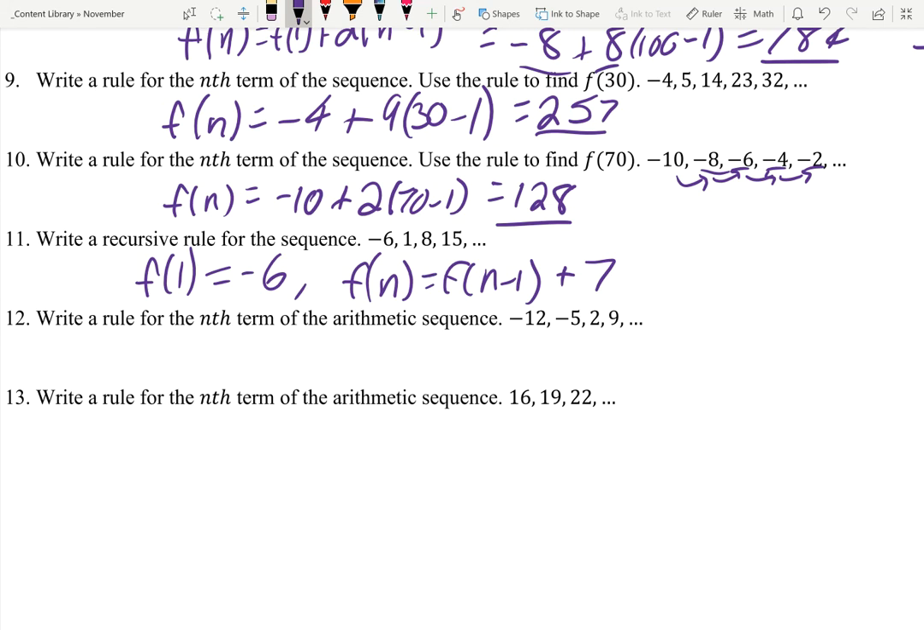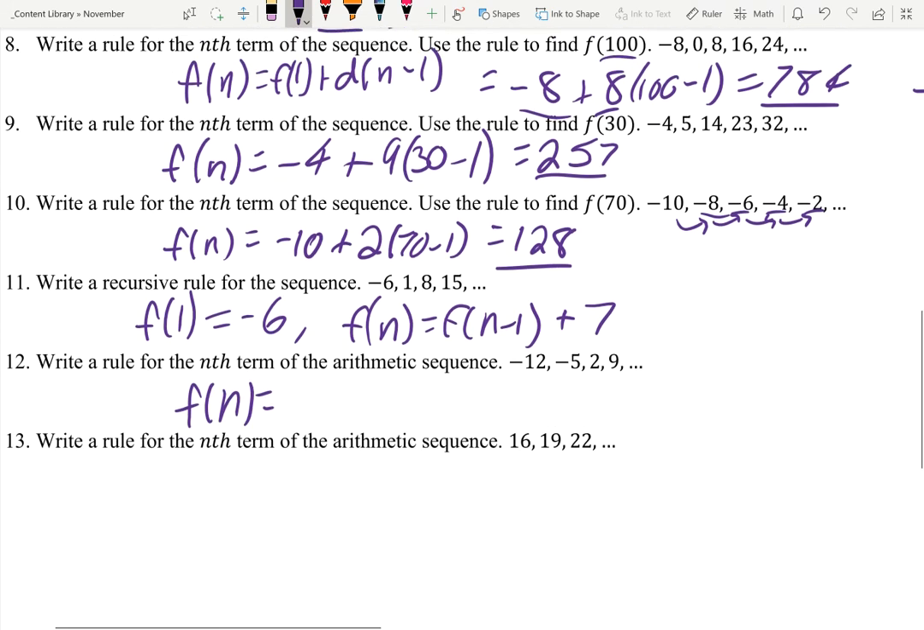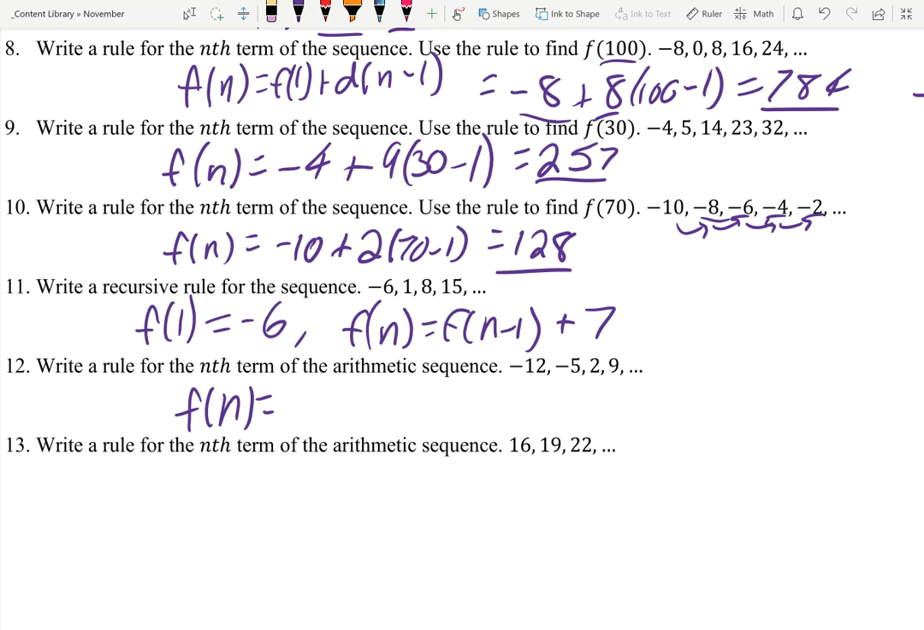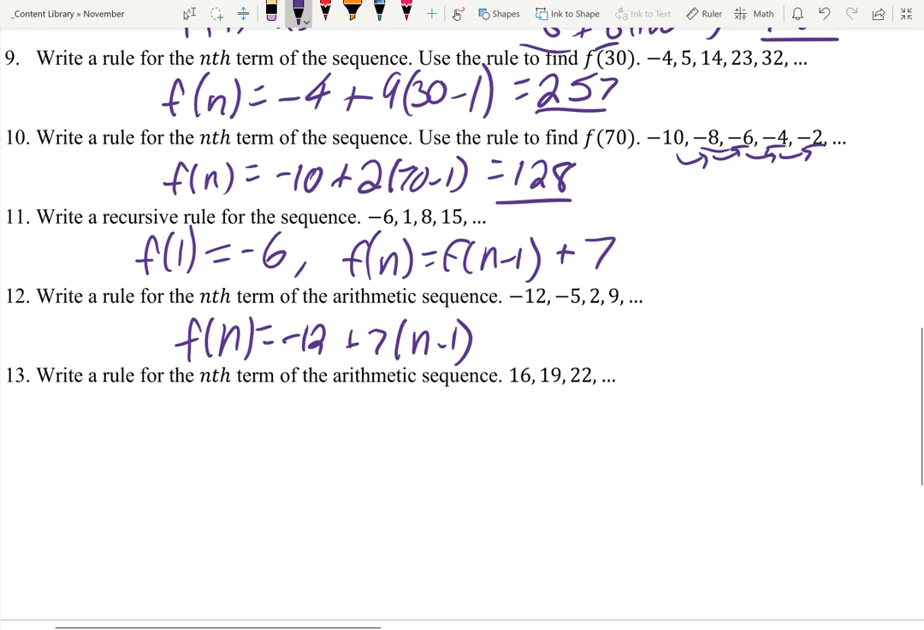So number 12 and 13, write an explicit rule. Or it doesn't say write an explicit rule, but this one says write a rule for the nth term. But of course, we're going to write an explicit rule. So f of n equals, remember, the explicit rule is the formula from up there, but I'll go ahead and write it down one more time: f of 1 plus d times n minus 1. So when we plug in what we need, f of 1 is going to be -12, and then our common difference is adding 7, plus 7. It's kind of tricky to see with all these negatives, but we are adding 7 there. And that's it. That is our function. We're already done, right? With the formula, it's pretty easy because you just plug in those numbers.